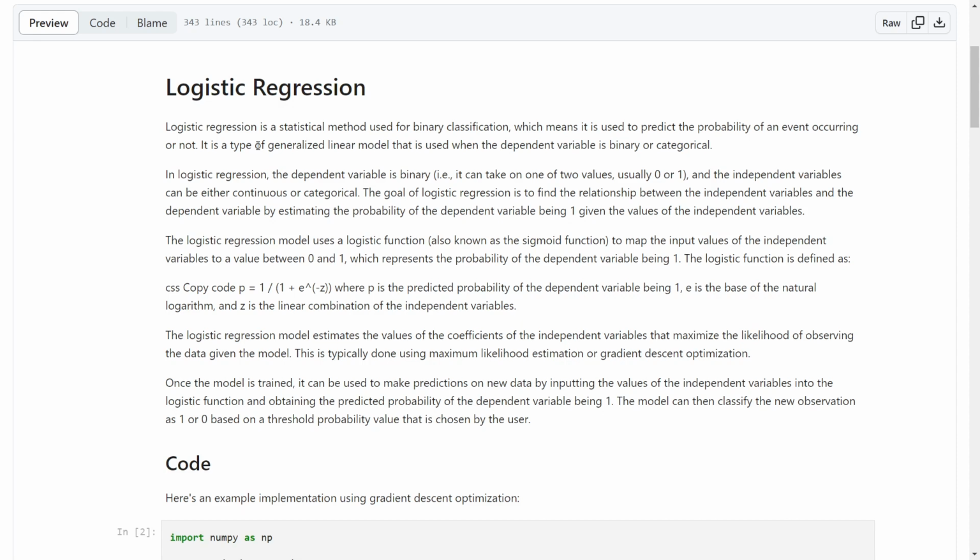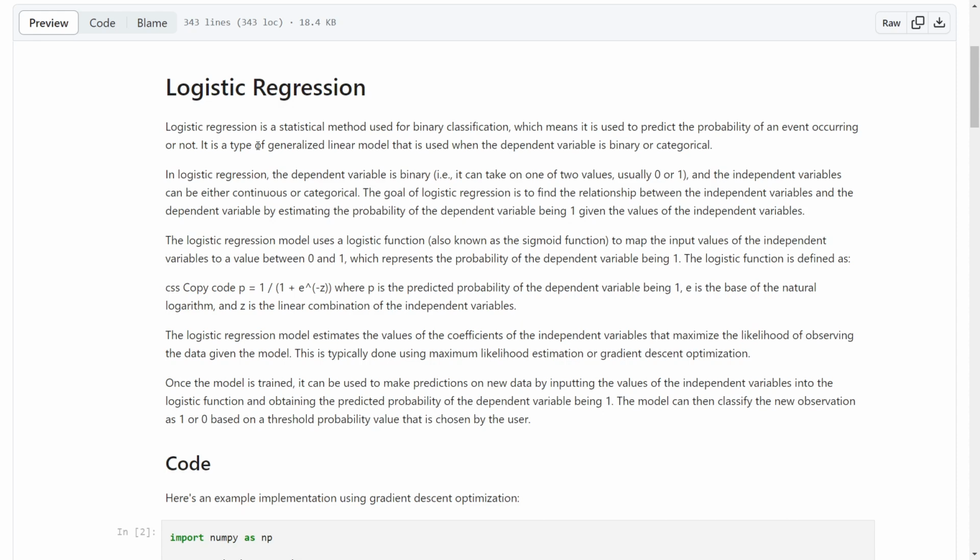In this, the y that we have, the output, is binary, and the independent variables can be continuous or categorical. It depends. The goal of logistic regression, like linear regression, is to find the relationship between different independent variables and a dependent variable, but by estimating the probability of the dependent variable being 1 given the values of the independent variables. The logistic regression model uses a logistic function, which most people know by the name sigmoid function, to map the input values of the independent variables to a value between 0 and 1, which finally represents the probability of the dependent variable being 1.